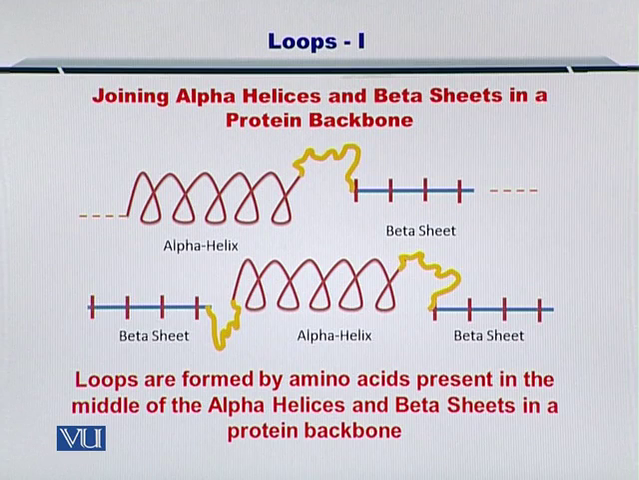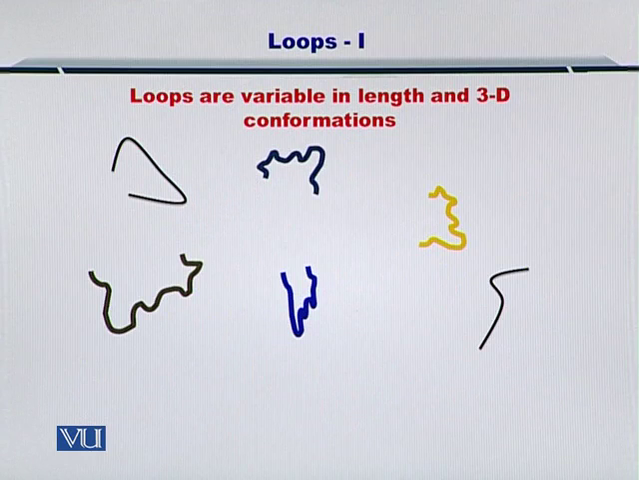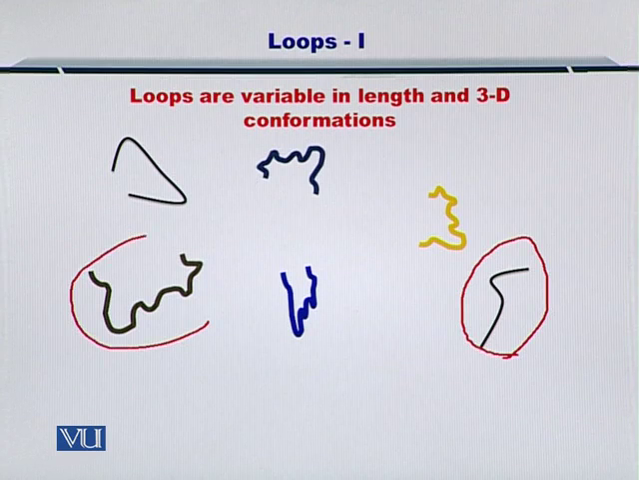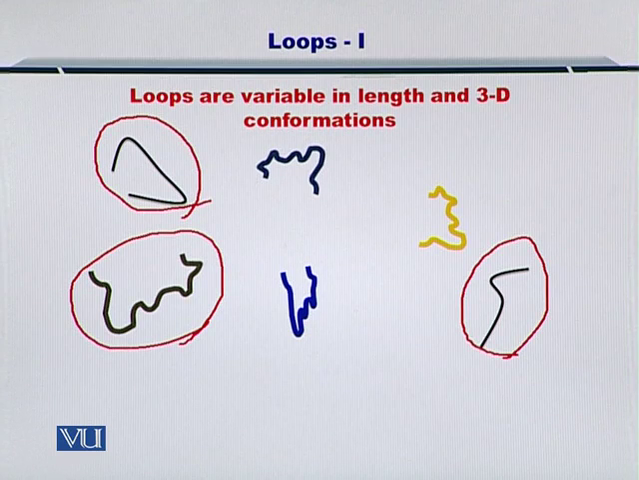So the important thing to note here is that these loops are formed by amino acids present in the middle of alpha helices and beta sheets in the backbone of the protein. Now, another important property of these loops. So these loops, as you can see here, are of variable length, shapes, sizes, and this is necessary because along the backbone of a protein, if some C terms and N terms are not participating in the formation of alpha helices or beta sheets, then they need to participate in the formation of a loop.